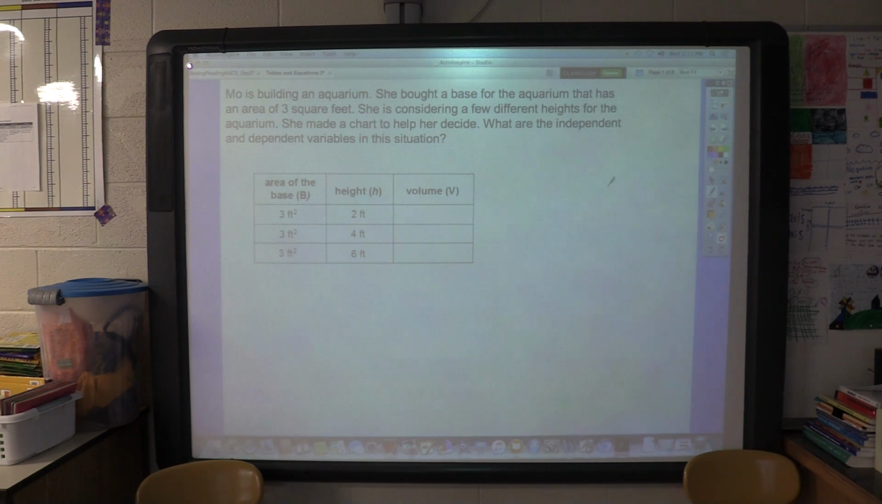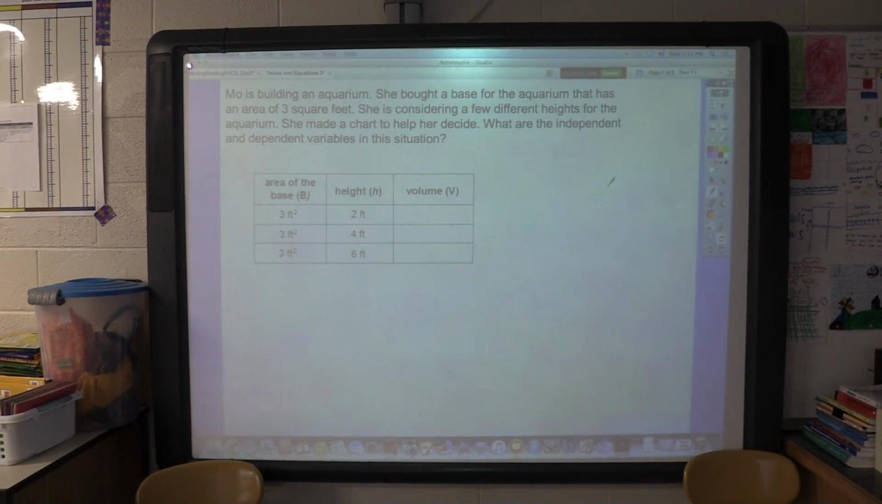Okay, today we are looking at determining the independent and dependent variable, and we are working with story problems that are going to cause us to complete a math model. It's going to involve area, perimeter, perhaps volume, and in this one we're going to be dealing with area and volume.